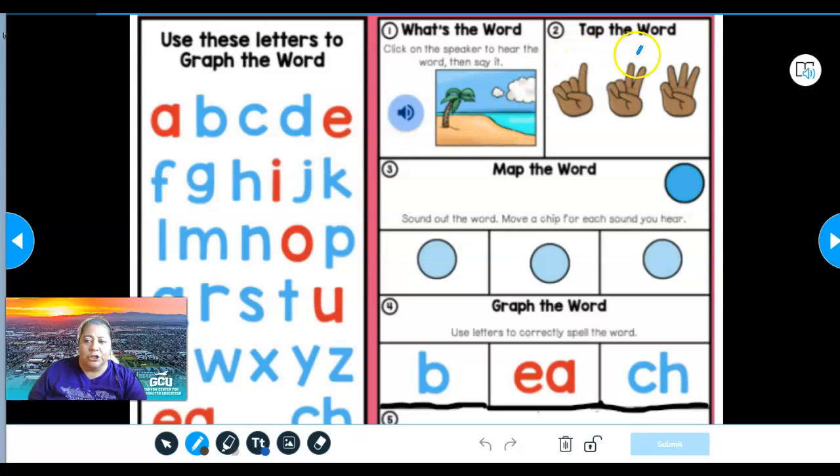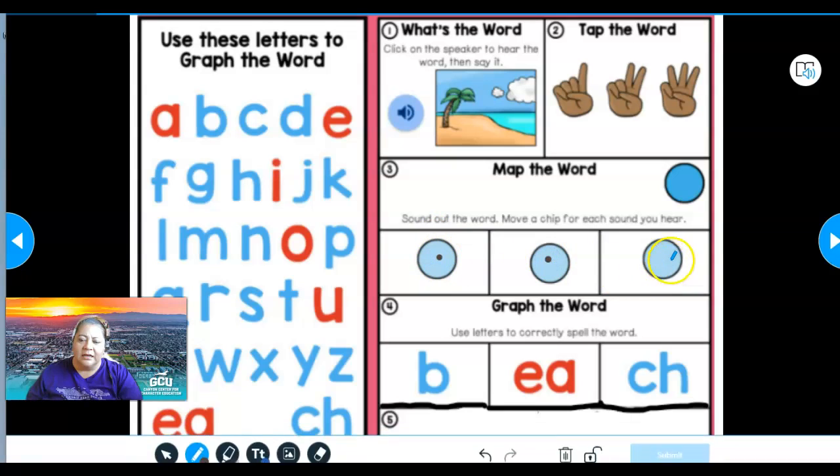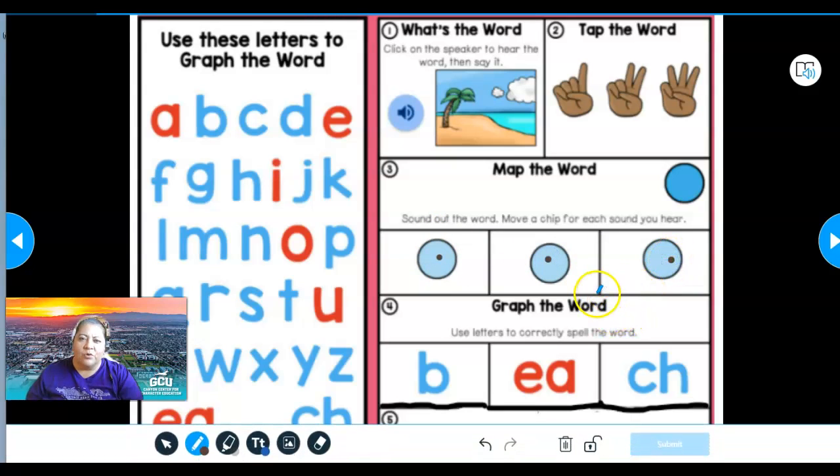Then in number 2, we're going to do some phonemic awareness, and let's tap out the sounds. So we have b, e, ch, 3 sounds. Then from there, we're going to map the word. We're going to just touch each of the circles. So we have b, e, ch. And then we're going to map it.